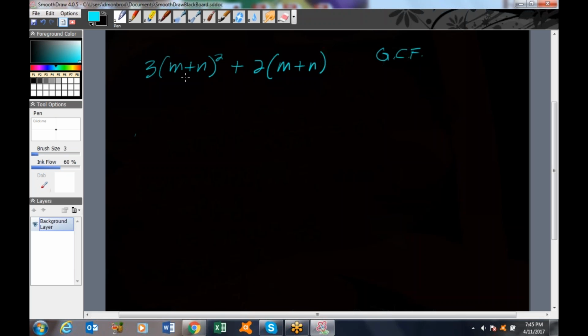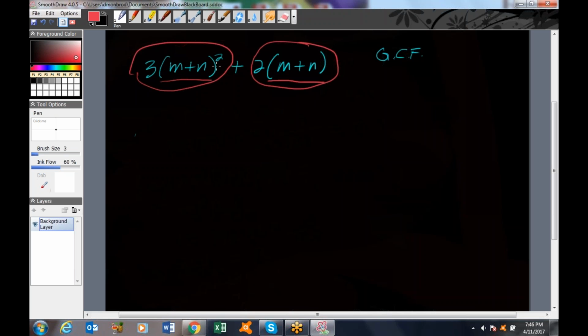So our first problem here, notice the factor is actually a binomial. It occurs here in the first term, and in the second term. So there's two terms here. This is term 1, this is term 2. And we're going to factor this common factor m plus n.